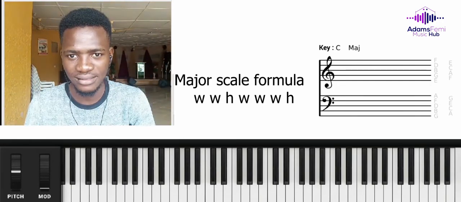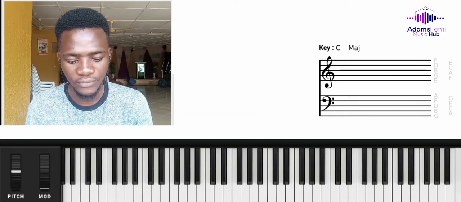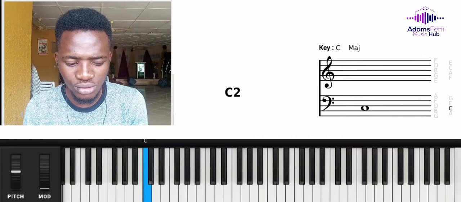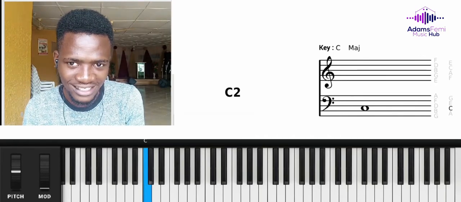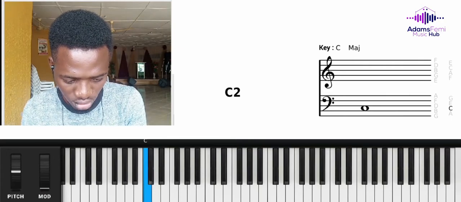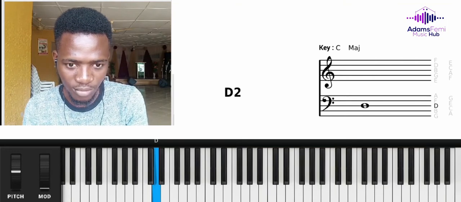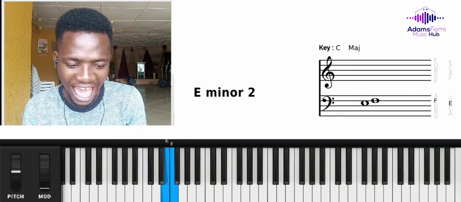So now let's apply it to C. I'm playing from C2. So whole note. Remember, whole note, we're going to jump over a key there. We're jumping over this one. So jump with me. Whole note. That's the first one. Then the next one, remember whole note. Then you have what? Half note.